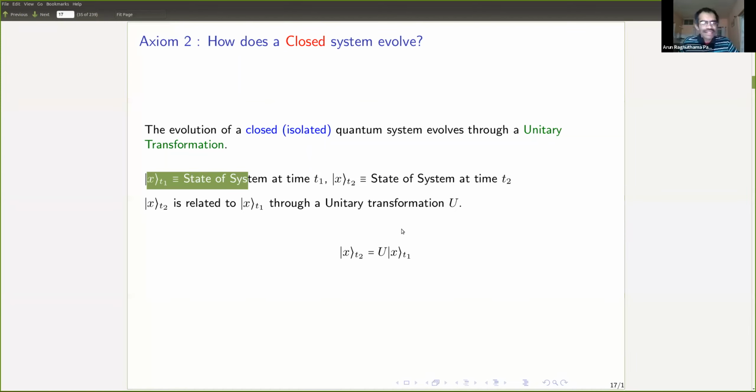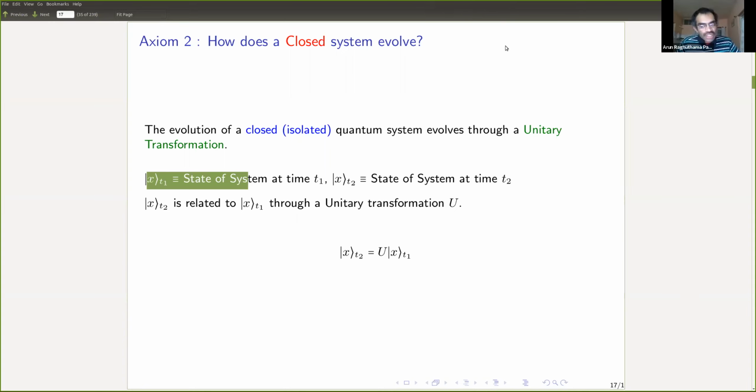Okay, and just if anybody has any questions at any point of time, just unmute yourself and ask the question so that I address it. Okay, so I'll go to the third axiom.